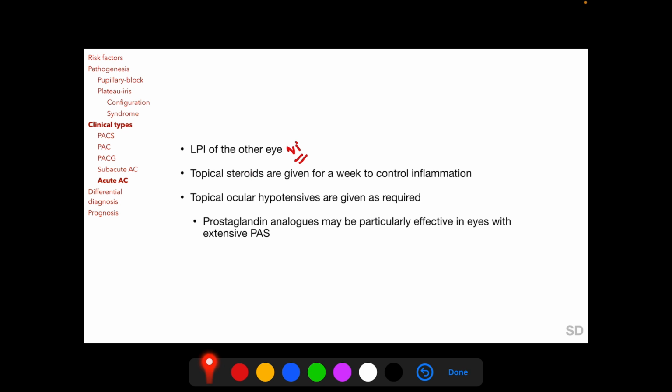Topical steroids are given for a week to control inflammation following LPI, and topical ocular hypotensives are given as required. And with angle closure, prostaglandin analogs may be particularly effective as they increase outflow facility through the uveoscleral route. So prostaglandin analogs are not useful during the acute stage of the attack, but are particularly effective in long-term control of intraocular pressure in eyes with primary angle closure.